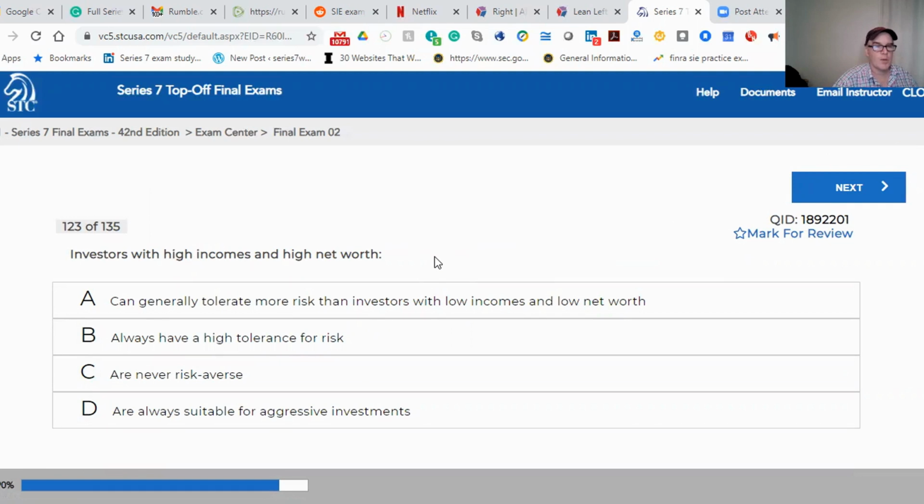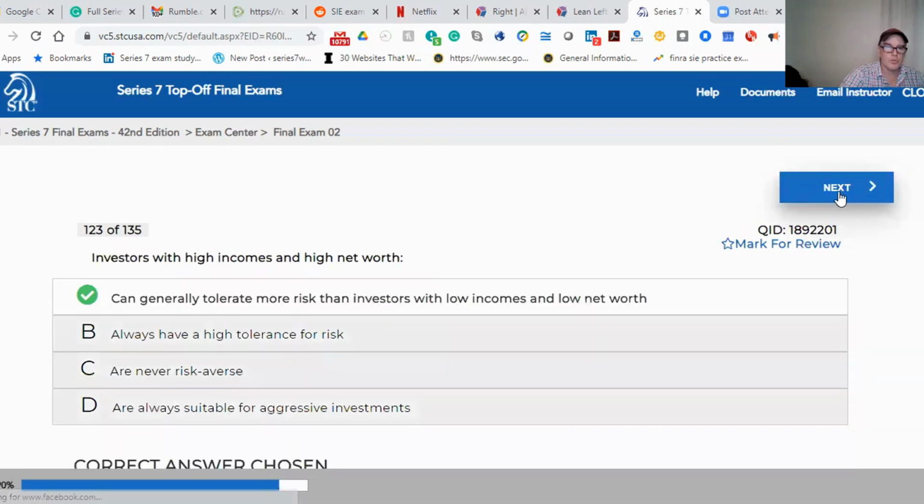Investors with high incomes and high net worth usually can handle more risk, so can generally tolerate more risk than investors with low incomes and low net worth. That is true. Sadly, it's true. B, always have high tolerance. No, they don't always. If you talk to my daughter, she's afraid of everything. C, are never risk averse. The words never and always, throw those out, and always suitable. So really that makes it easy. B is always, C is never, D is always. Throw them out. Generally tolerate more risk. That's true.